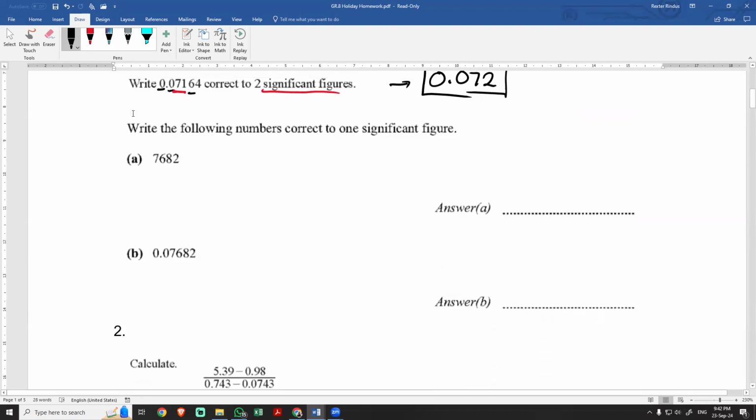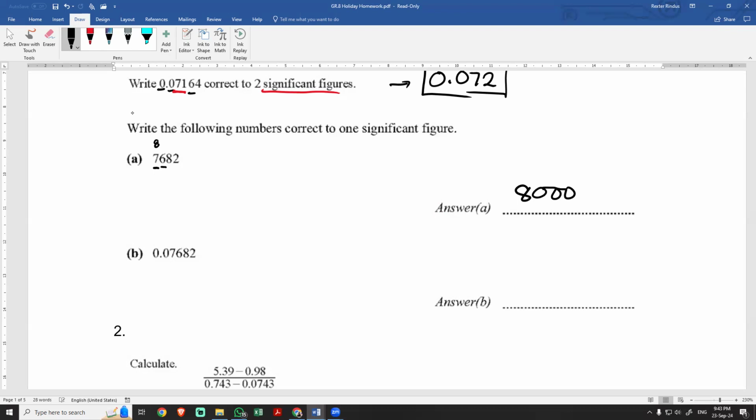Now the next question says write the following numbers correct to one significant figure. One significant figure is basically, as mentioned, the number 7. But after 7 comes the number 6. Number 6 is 5 or more, so that 7 will become 8. Your final answer should be 8. Since there are 3 digits after the 8, or 7, there will be 3 zeros. So it should be 8,000 if you want to make it into one significant figure.